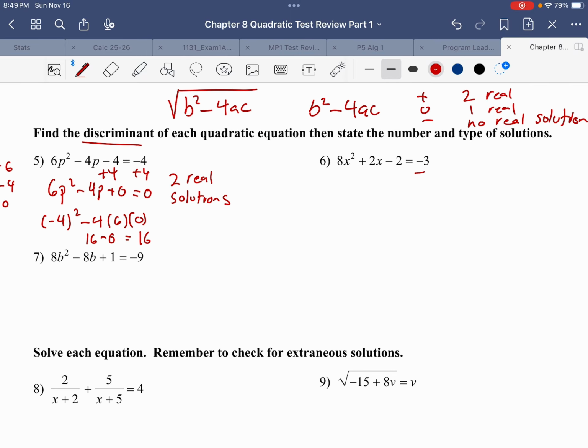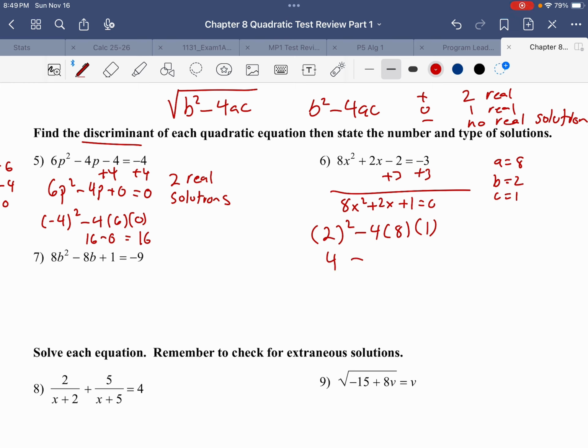In number 6, I'm going to add 3 on both sides of the equation. A equals 8, b equals 2, c equals 1. I've got 2 squared minus 4 times 8 times 1, or 4 minus 32, to get negative 28. So there's no real solutions. They would be complex or imaginary solutions. We'd have to take the square root of a negative number.